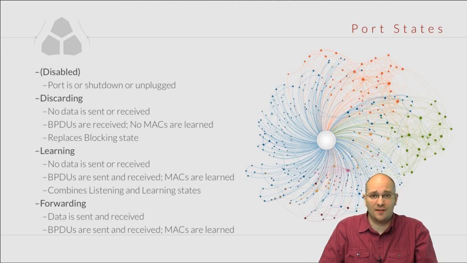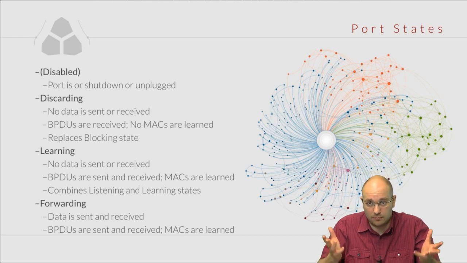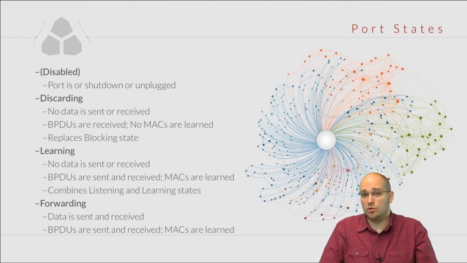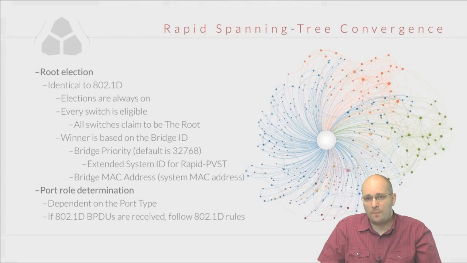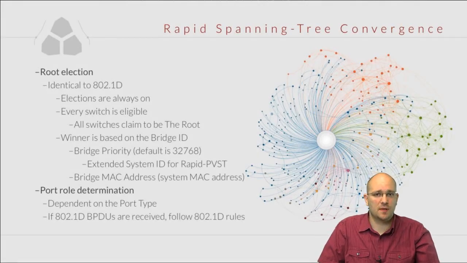The production traffic, the data traffic is being transmitted, is being received. In a case, the other side is actually sending us something, but that's the whole point, isn't it? And the BPDUs are also going to be sent and received on the port. The MAC addresses, of course, are being learned. The rapid spanning tree convergence is not unlike the convergence in the traditional spanning tree.